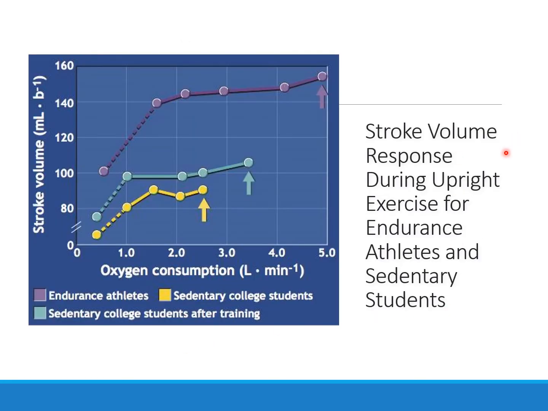So here's the stroke volume response during upright exercise for endurance athletes versus sedentary students. So sedentary college students after training are in the blue, and endurance athletes are in the purple. And you can see that we get this increase in stroke volume from rest when we're not doing anything as we enter into exercise. So you get this big increase right away, and then the stroke volume starts to taper off and level out after that.